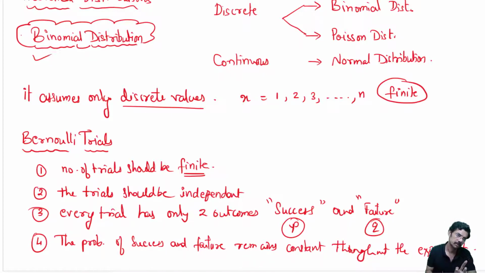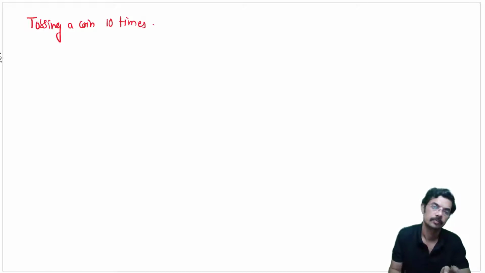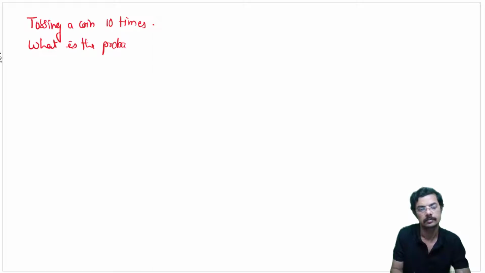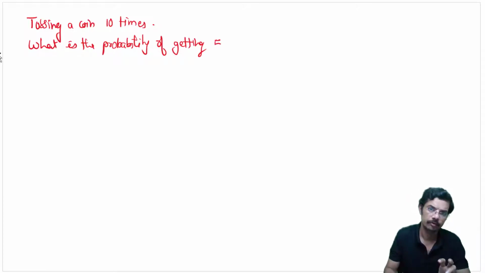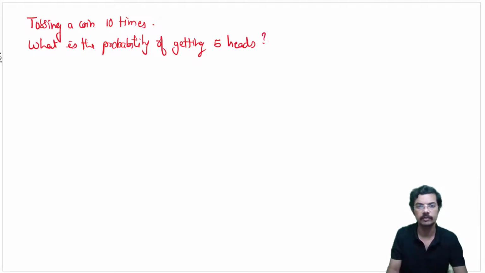Okay, that's what we mean here. Now, say for example, you toss a coin 10 times. What is the probability of getting, say, 5 heads?